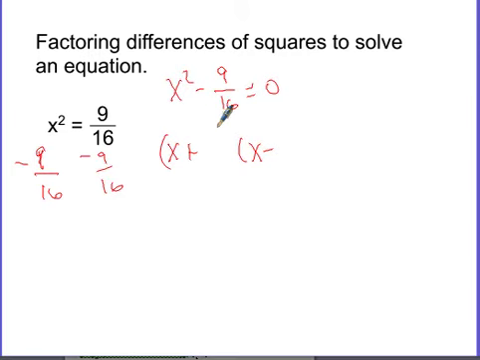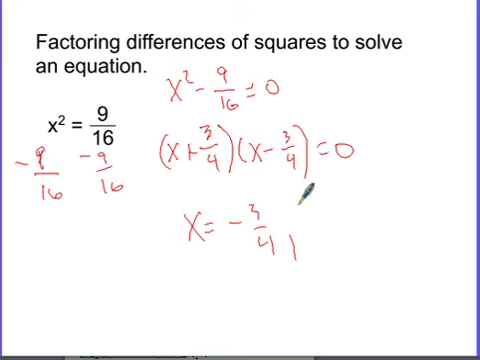Don't make it harder than needs to be. What's the square root of 9? 3. What's the square root of 16? 4. It's x plus 3/4 and x minus 3/4. 3/4 times 3/4, 3 times 3 is 9, 4 times 4 is 16. When you multiply fractions, you just multiply straight across. So that equals 0. So x equals negative 3/4, or it equals positive 3/4, right? You don't mind me skipping some steps there, do you?